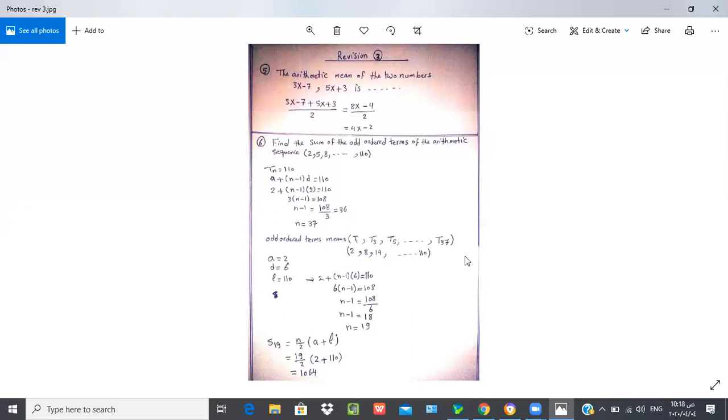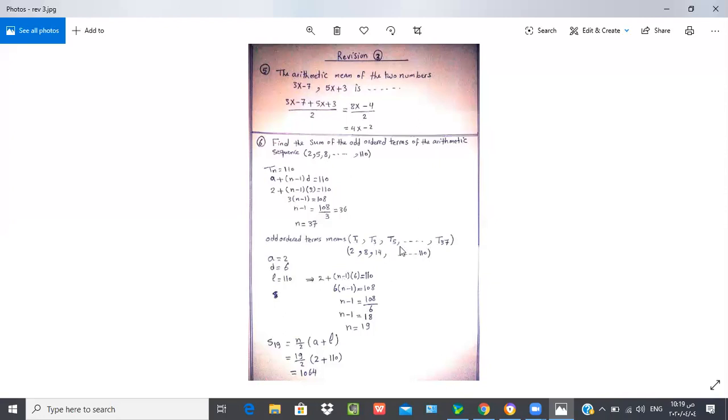Here, odd ordered terms means T1, T3, T5, and I have here 37 terms. So the last term here is an odd ordered term. 37, it's odd. So this is the last term in the second sequence. I will make a new sequence. Start from the first term, it means 2, the third is 8, and the fifth will be 14, and the last term is 110.